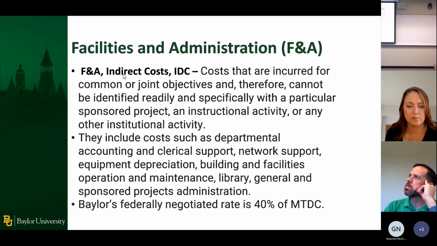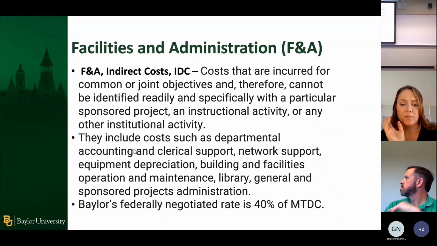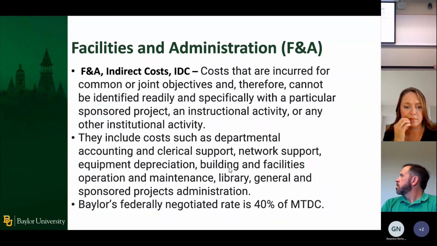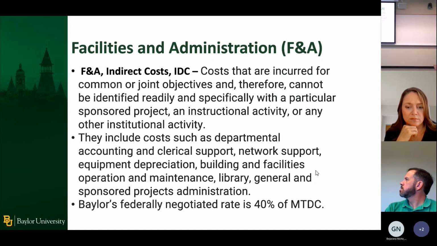So indirect costs are sometimes called IDC, F&A. It all means the same thing. It's the costs that are incurred for common or joint objectives and cannot be readily and specifically charged to a project. So it includes departmental accounting and clerical support. It includes my time. I don't have to write down each minute I spend for each project. It can include network support, like our IT department, equipment depreciation, our lights, our air conditioning, all of that kind of stuff is included in our F&A.